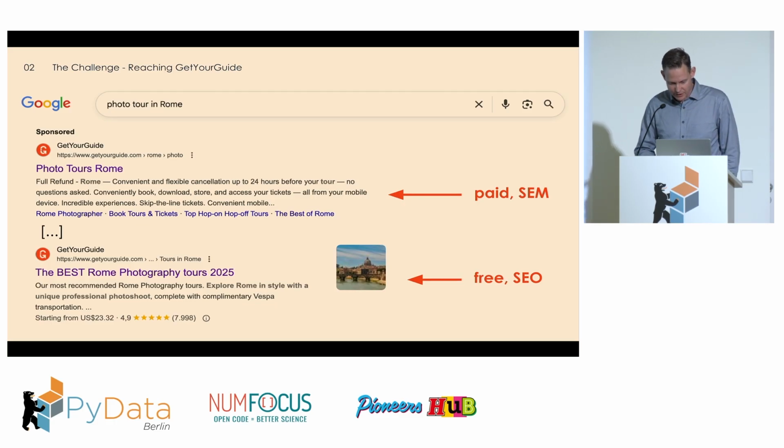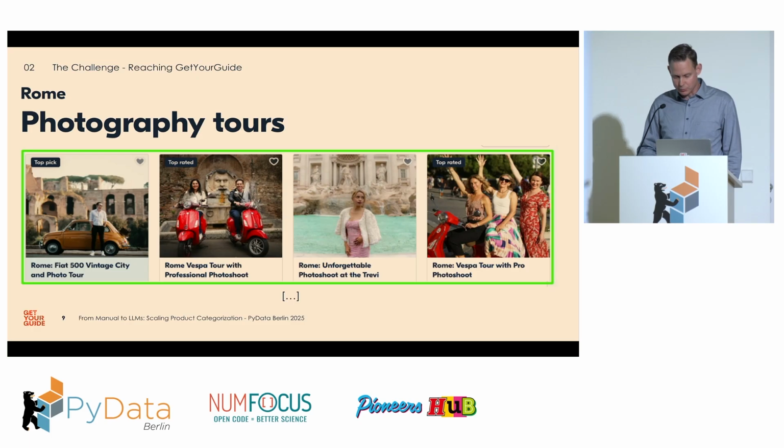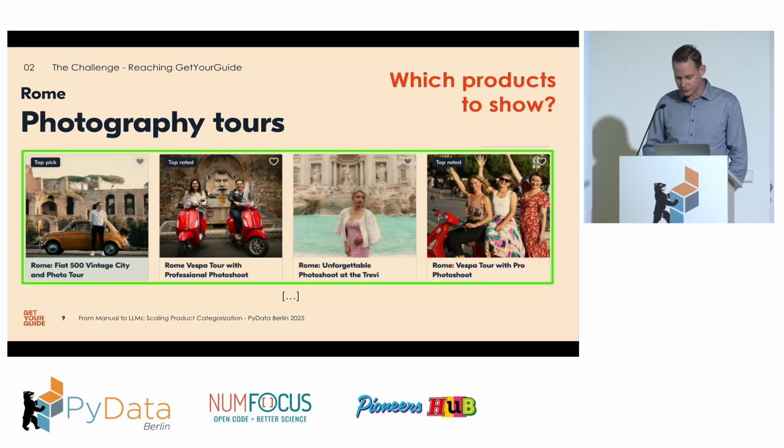But actually, it doesn't matter much, because whichever of these links you click on, you land on a landing page which looks like this. It's a page of GetYourGuide for Rome and for the photo tours. And the challenge that we are facing is to decide, for these pages, which products to show. So what should we show here?